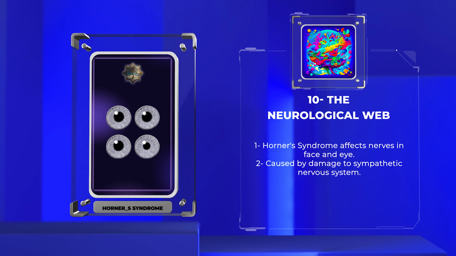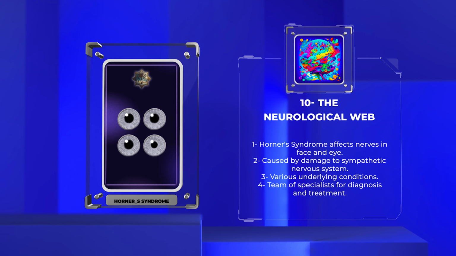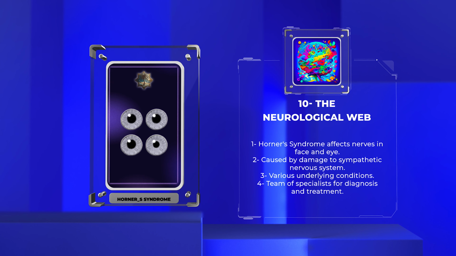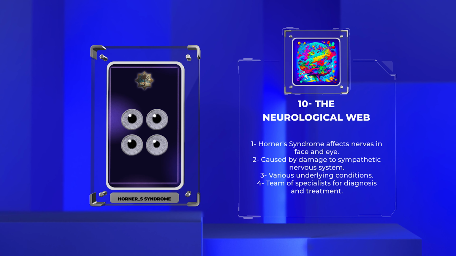Horner's syndrome is a rare condition that affects the nerves in the face and eye. It is caused by damage to the sympathetic nervous system, which controls involuntary functions such as pupil dilation and sweating. Patients with Horner's syndrome may experience drooping of the eyelid, constriction of the pupil, and decreased sweating on one side of the face. It can be caused by various underlying conditions, including tumors, strokes, and spinal cord injuries.